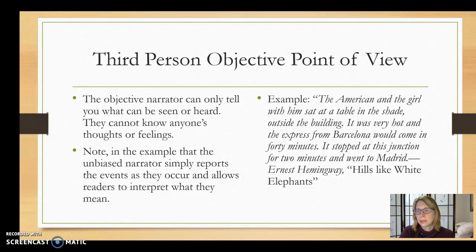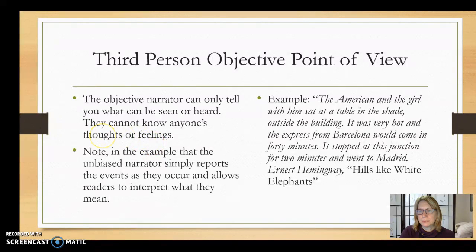Then we have third-person objective point of view. You can think about this as a journalistic style of writing. It's really like reporting what you see around you. So the objective narrator can only tell you what can be seen or heard. They can't know anyone's thoughts or feelings.